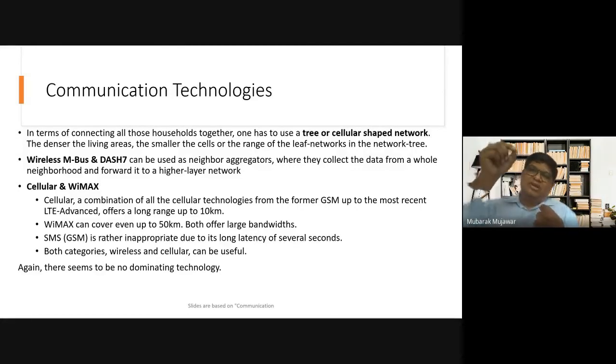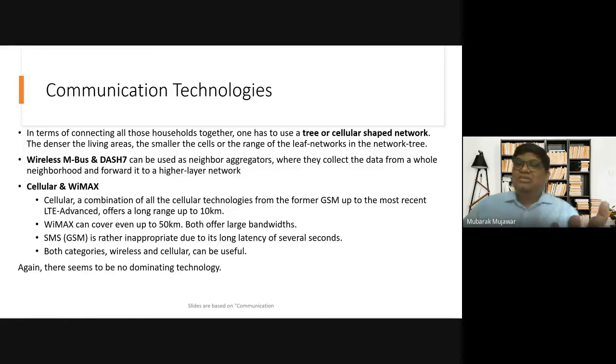If there is some fault at one particular thing, it has to be rerouted so that we'll have uninterrupted power supply. And for that, we can actually go for some long range technologies like wireless M-Bus and Dash7 that can be used as an aggregator for one area, and all those aggregators will be connected to each other with a tree or cellular shaped network. In addition to that, we can also think of cellular and WiMAX technologies.